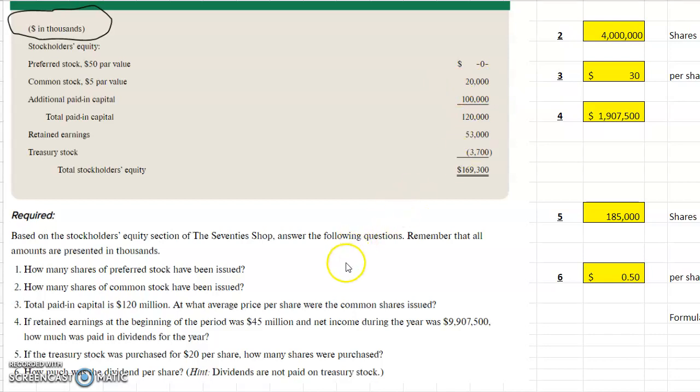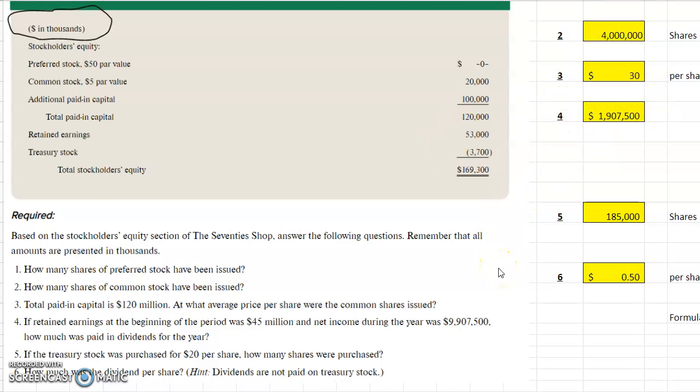All right, number 3, total paid in capital is 120 million. At what average price per share were the common shares issued? So what was the price? Total here, 120 million, divided by the number of shares that we calculated, which is 4 million. Average per share is $30.